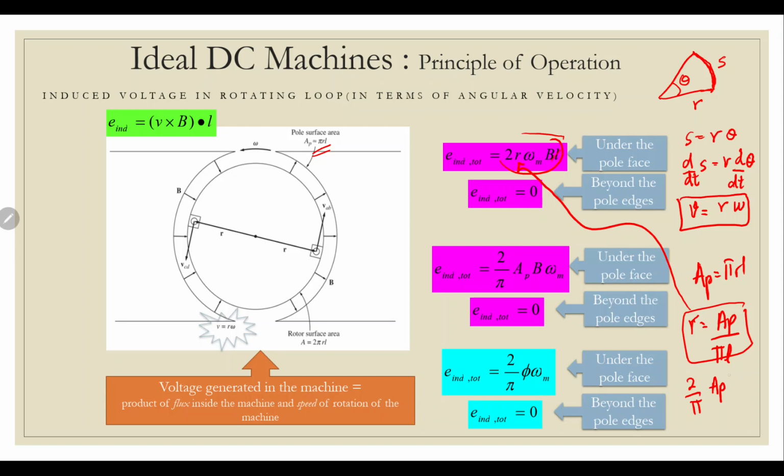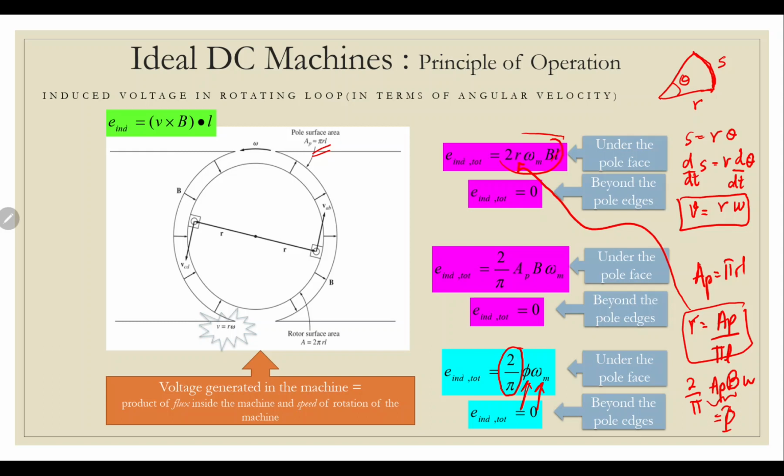So we are left with B omega, and we know that the area times the magnetic field density is a flux. Flux is B times A. That's why we get this equation. Eventually, the induced voltage of the machine depends on the total flux inside the machine, the speed of rotation of the rotor, as well as this constant 2 over pi.